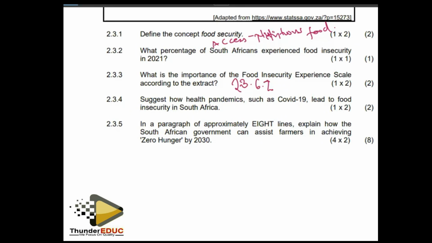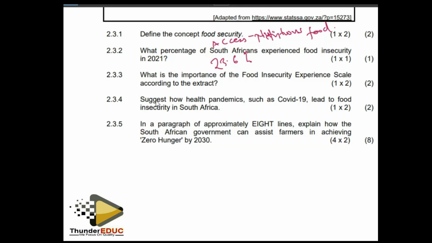23.6%. Suggest how health pandemics such as COVID-19 lead to food insecurity in South Africa. Okay, sorry. I think this answer is for this. This 23.6 is here. Okay, sorry for that.